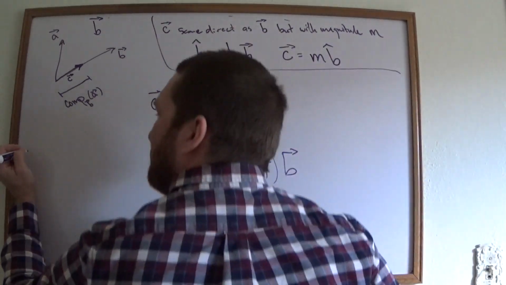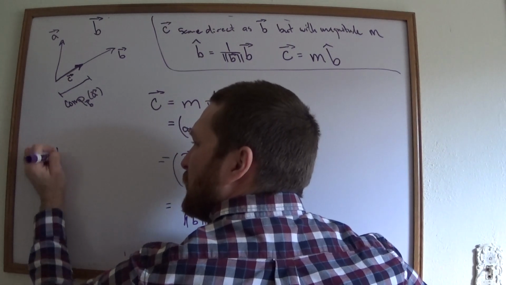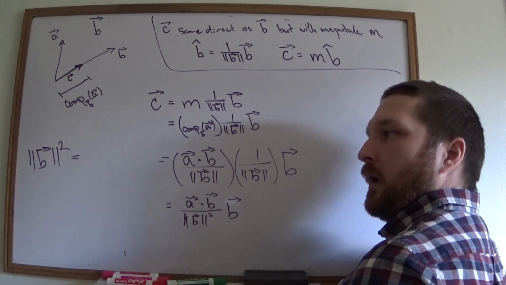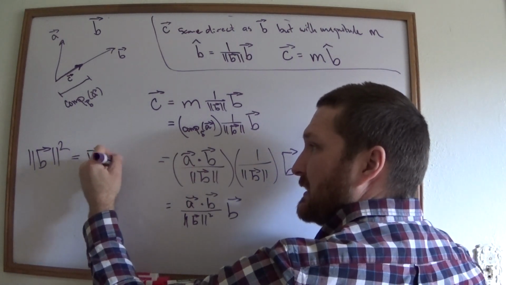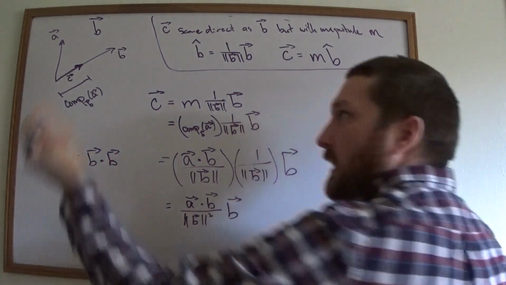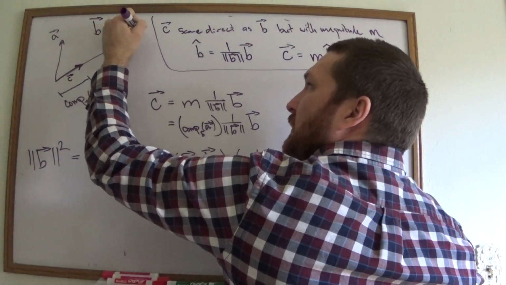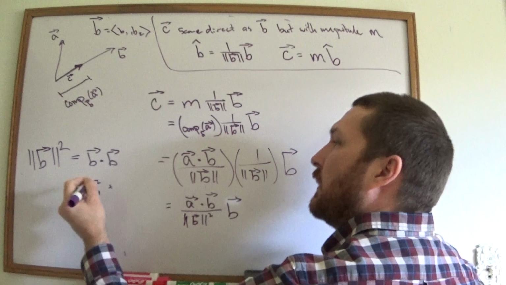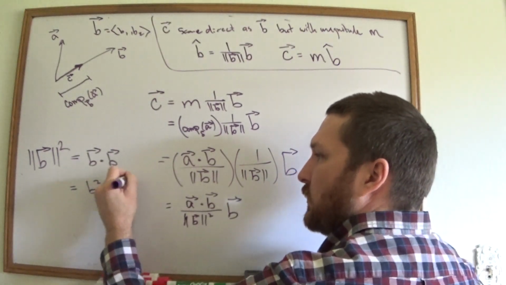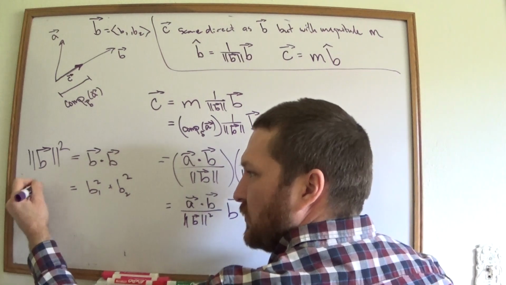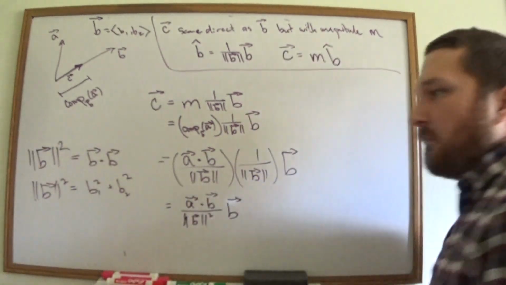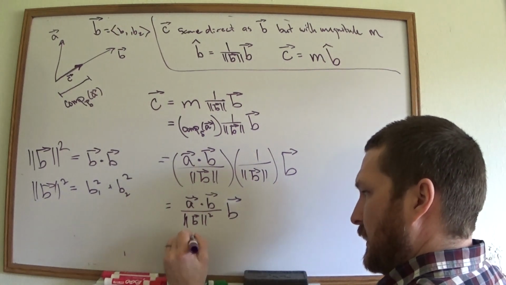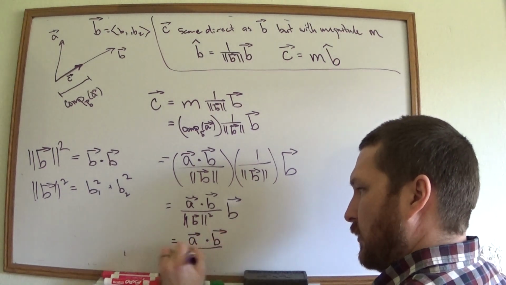How do we write some vector's magnitude squared in terms of a dot product? B dot B. It's B dotted with itself. Everybody with me on that? Because if B was B1, B2, and we dotted B with itself, we would get B1 times B1, or B1 squared, plus B2 times B2, or B2 squared. That's exactly what the magnitude of B squared is. So I could rewrite this as A dot B over B dot B.